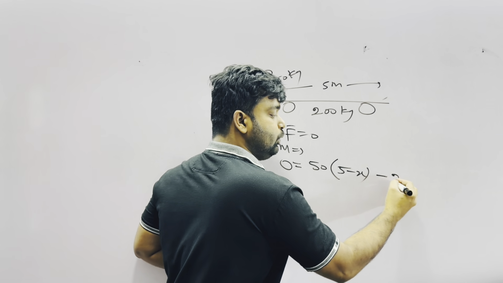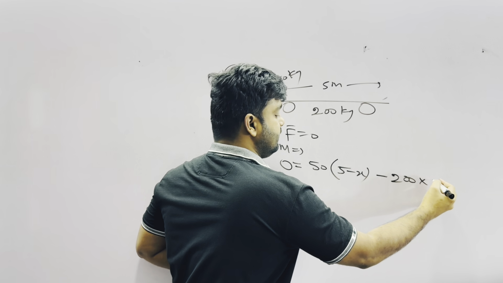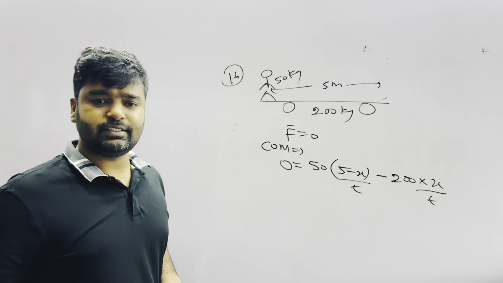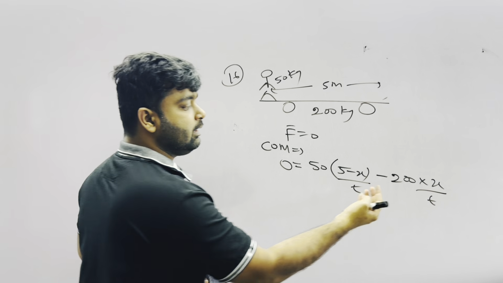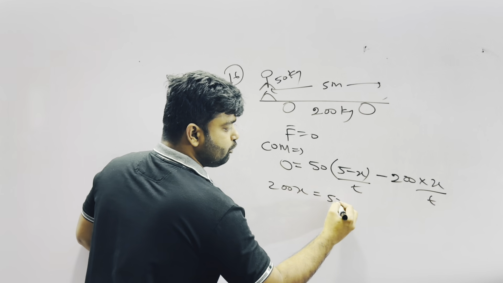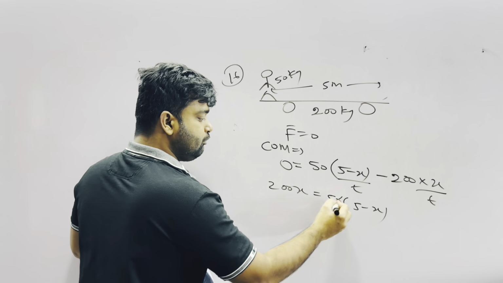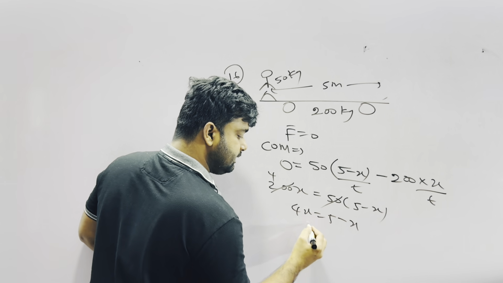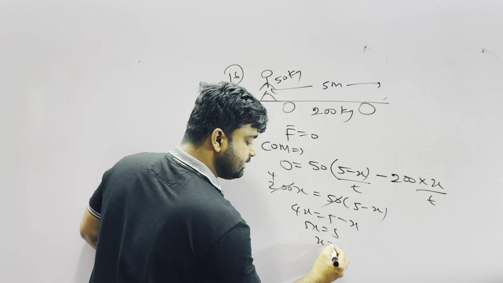The mass is 200, the distance is x. To make it velocity, you can divide by time t. Both are simultaneous, so the time will cancel. Then if you bring it to the left side, 200x is equal to 50 into 5 minus x. 50 and 200 cancel to 4. 4x is equal to 5 minus x. 5x is equal to 5. x is equal to 1.